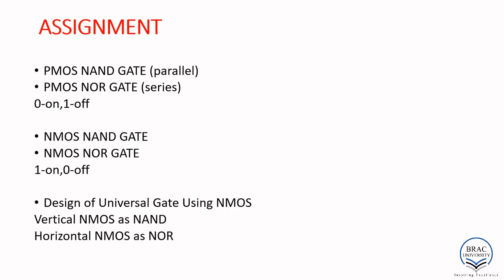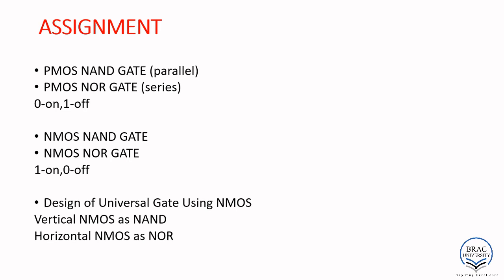So here is the assignment for you, based on what we already discussed. In the previous slide we discussed the CMOS NOR gate, but you need to do the assignment for the CMOS NAND gate, which is almost the same concept. But right now your CMOS will be working as a NAND gate. So you need to draw the truth table and circuit diagram.